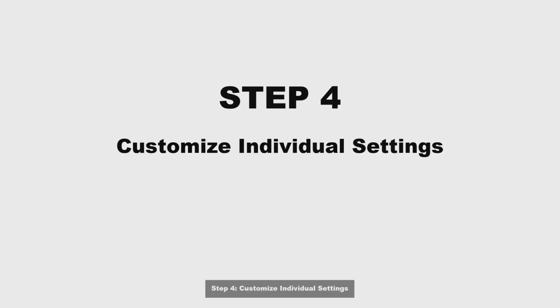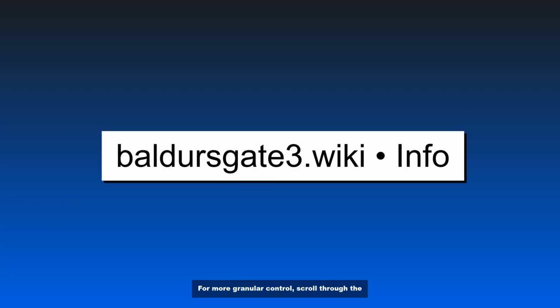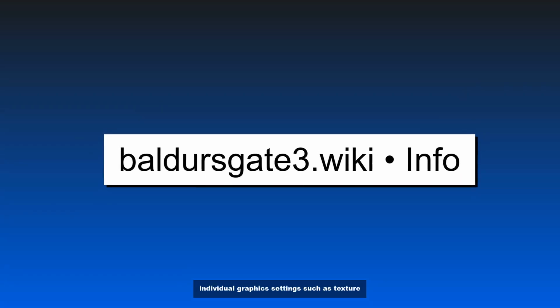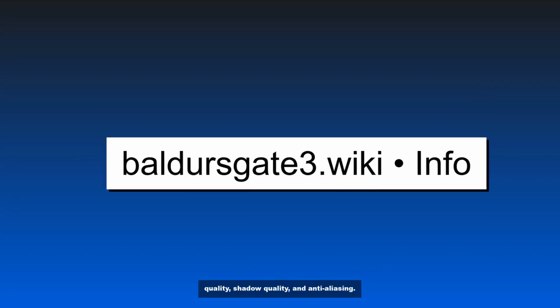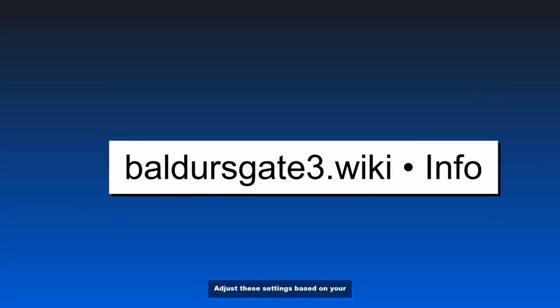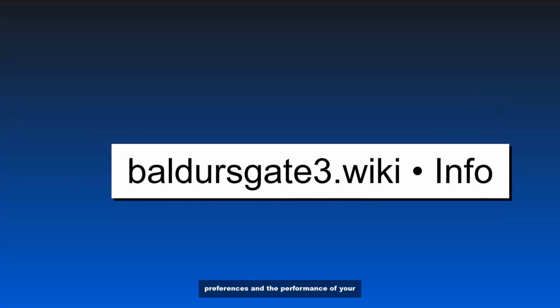Step 4. Customize individual settings. For more granular control, scroll through the individual graphic settings such as texture quality, shadow quality, and anti-aliasing. Adjust these settings based on your preferences and the performance of your hardware.